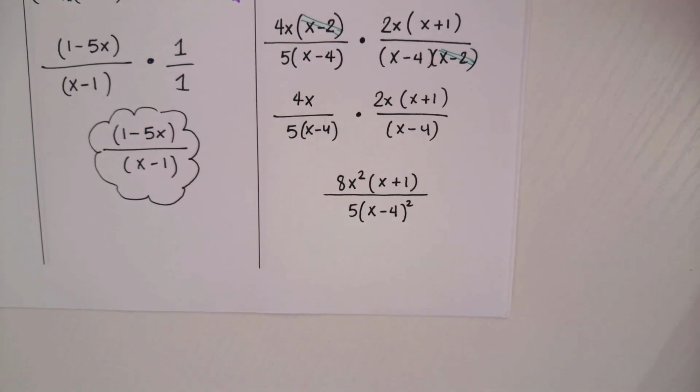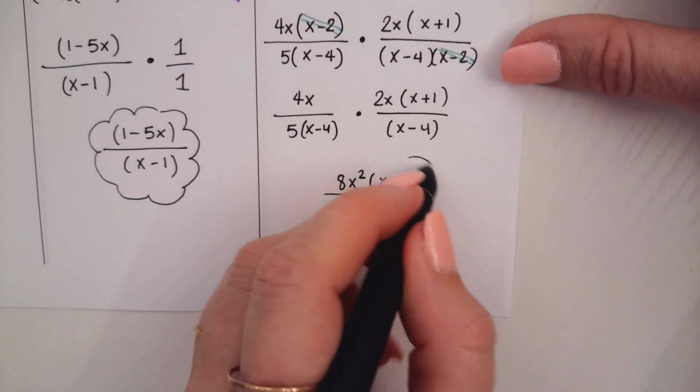What's the only number x would not be allowed to be? 4, because then the denominator would turn into a 0 and not exist, and then it would blow up.